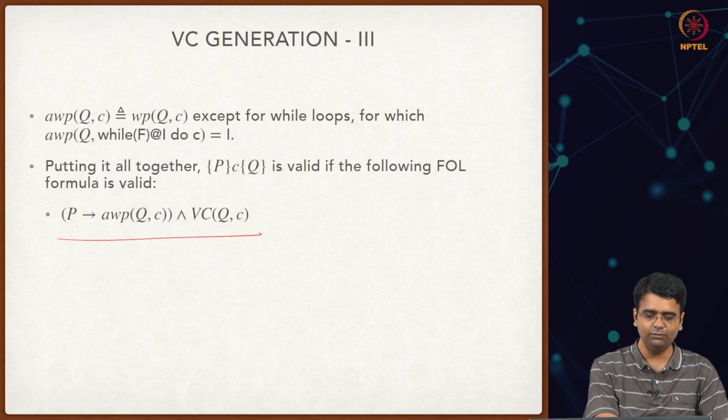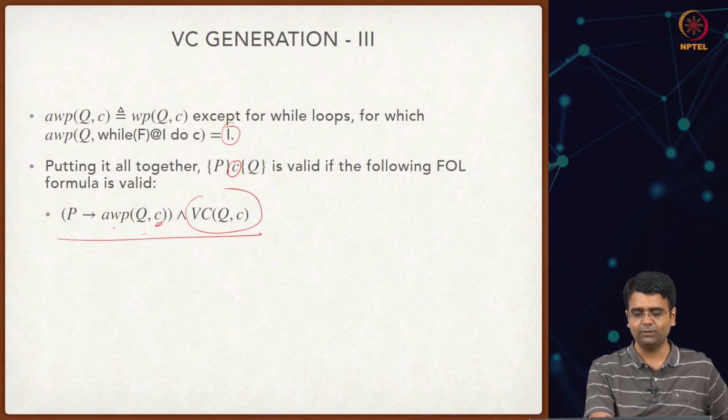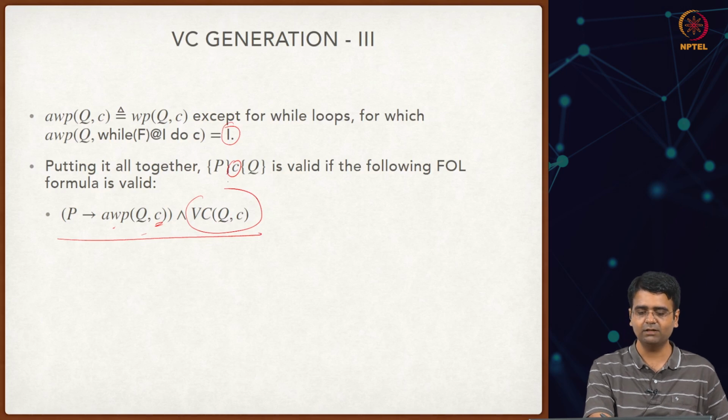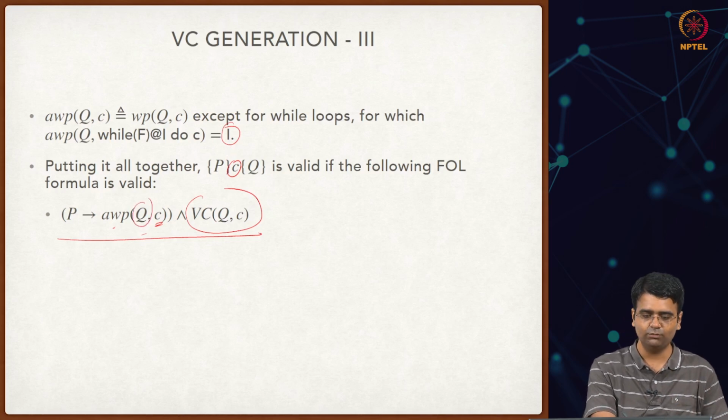This AWP of Q comma C is taking the entire program C and computing the approximate weakest precondition. For while loops, the approximate weakest precondition is the annotated loop invariant, and you also collect together all the verification conditions, all the side conditions given by this VC. We already showed how to calculate this VC of Q comma C for different kinds of program statements. These side conditions will ensure that all the annotated loop invariants are actually correct, in the sense that they are inductive and they are good enough to show the postcondition.